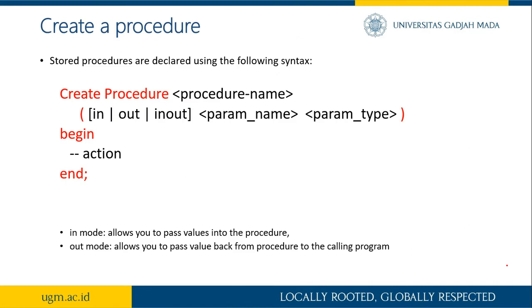How to create a procedure? Stored procedures are declared using the following syntax. It's like creating a function or a procedure in any other programming language. We create the procedure using the keyword create procedure, followed by the procedure name. And inside of the brackets here, we put the mode: in, out, or inout.